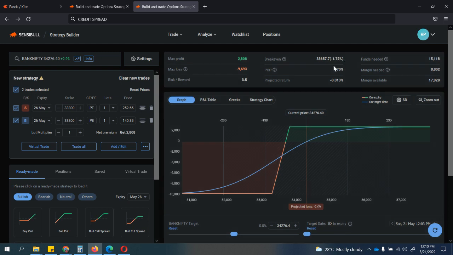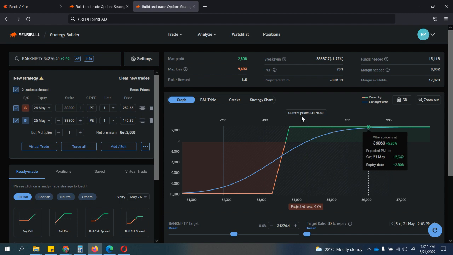Hope you're getting my point. Even if your view goes wrong, check the green box. You are safe till this break even, and then your loss will start. So check the expiry loss on the expiry. If the market ends at 33,700, you will still be in profit. The market made a down movement of almost 1.7%, but you are still in profit. You're getting the crux, right? You deployed the credit spread with a view of the market going up.